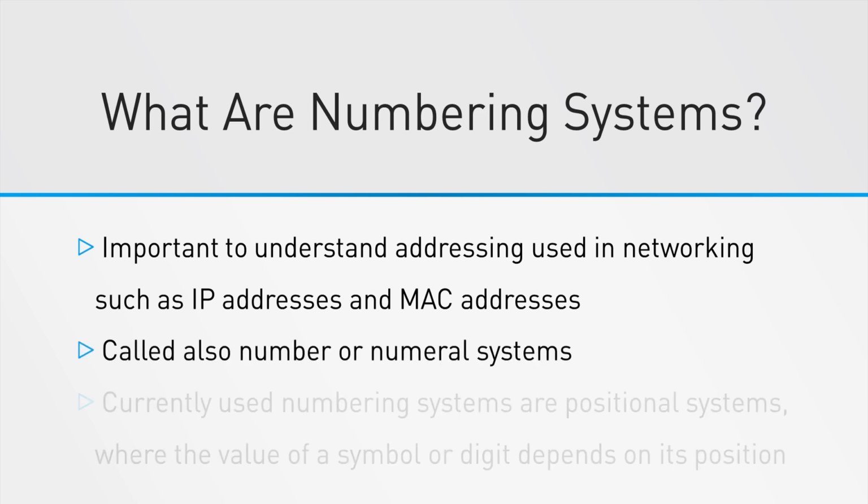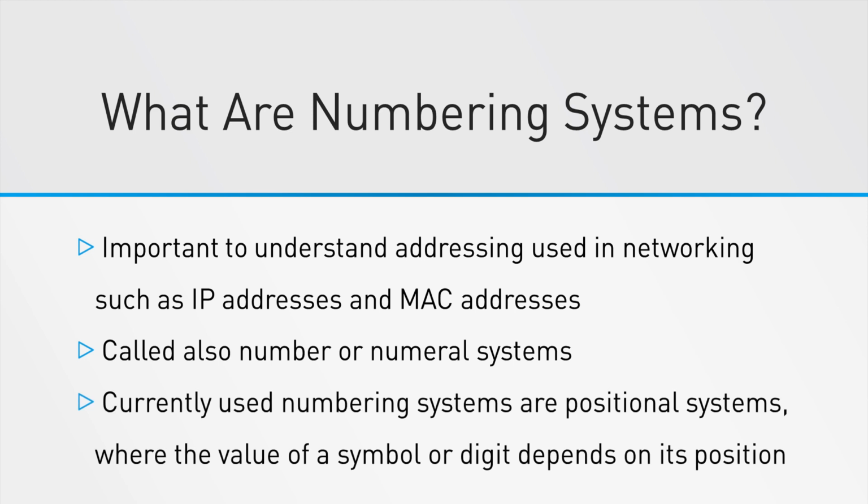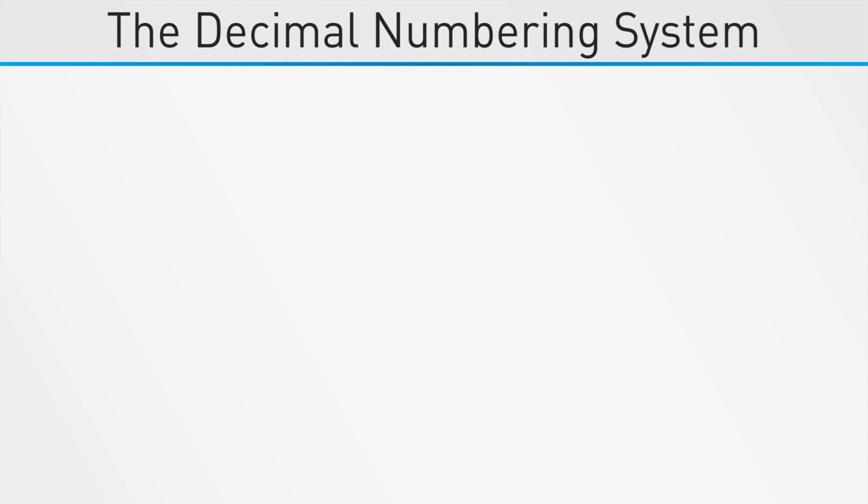Currently used numbering systems are positional systems, in contrast to additive systems used earlier. In the positional systems, the value of a symbol or a digit depends on its position, as we will see in the next slides. The first and most commonly used numbering system in daily life is the decimal numbering system, which has a base of 10. I started explaining this obvious one to ease understanding the idea of the other ones.